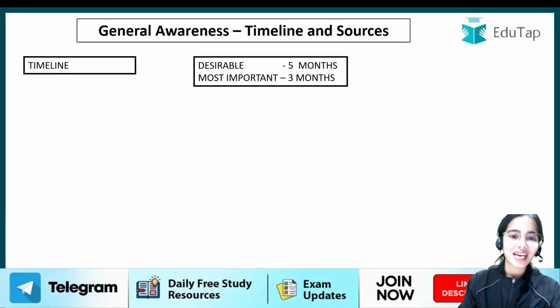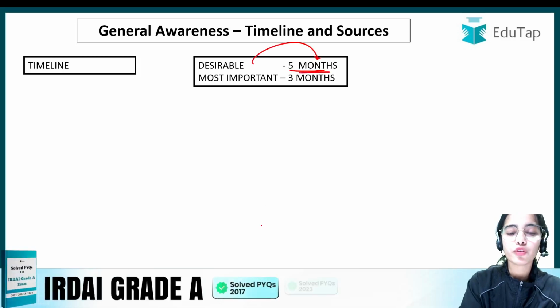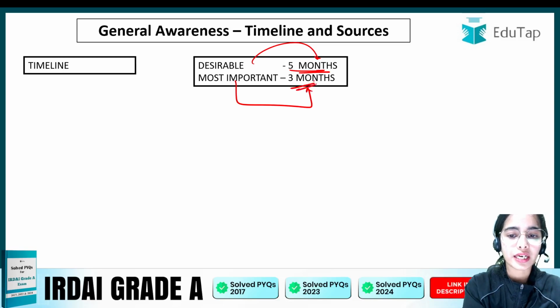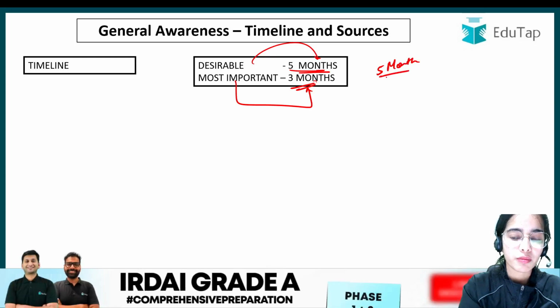So the desirable period is 5 months, but if you do not have the time, then the most important period, that is 3 months, you can focus on. But the desirable period will be 5 months at least.